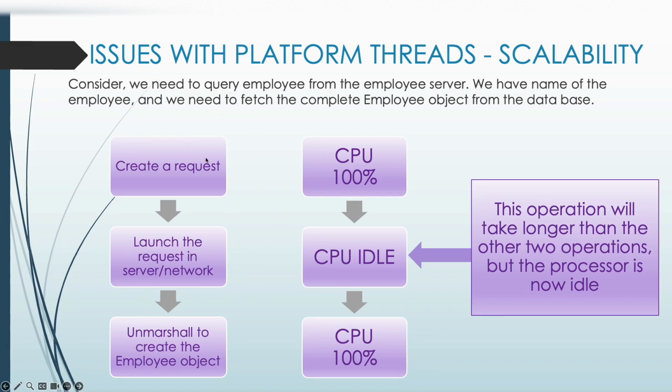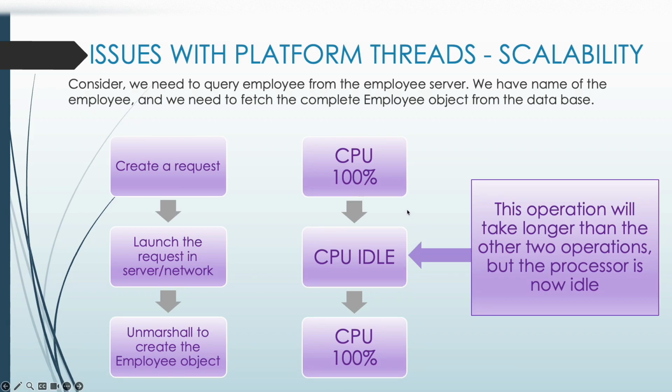If we consider these three steps, in the first step my CPU will be at 100%, because this is in memory. In unmarshalling the object, my CPU will be at 100%, because this is in memory. But while launching the request to the server or network, my CPU does not have any work, because it gave the request to the network and is just waiting for the network to respond. So by this time the CPU is idle. On analyzing these three steps, this is a time consuming process, but during this time the CPU is also idle. So how can we make the CPU more efficient?